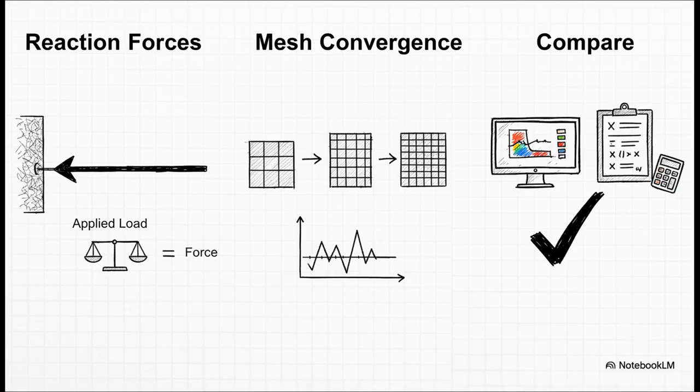Well, a few ways. First, we can check the reaction forces at the fixed end. Do they perfectly balance out the force we applied? They should. Second, we can do what's called a mesh convergence study. Basically, we make the mesh finer and finer to see if the answer changes. And of course, we can even compare it to good old-fashioned hand calculations. This is how we build real confidence in our results.